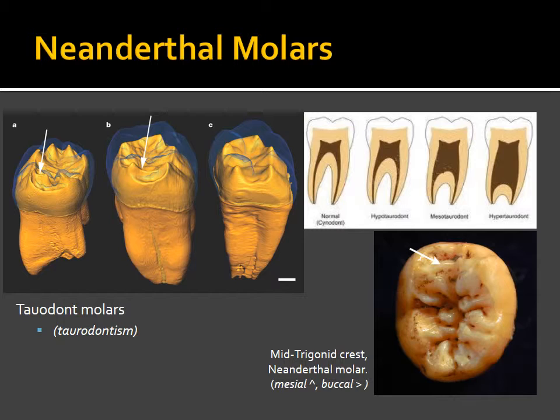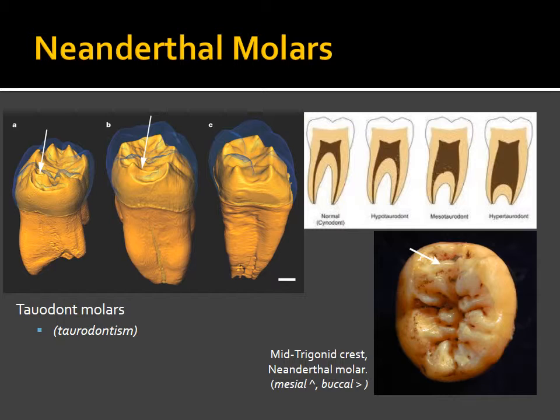This is an image of Neanderthal molars. The one on the right is the occlusal view, which you probably recognize as a molar. And on the left is a computer-generated version of it. The enamel is kind of in a halo, and you can see underneath it.